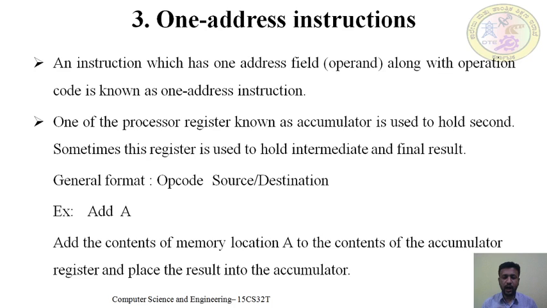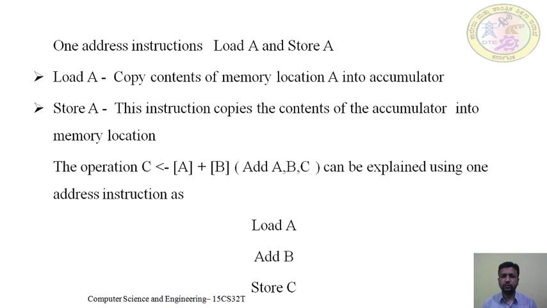So one address instructions can be load and store. So load and store operations also can have one address instruction. So let's see what is load A. Load A copies the contents of memory location A into accumulator. So when load A takes place, it copies the contents of memory location A into accumulator. So A is the source and accumulator is the destination. It copies the content from A location to accumulator location.